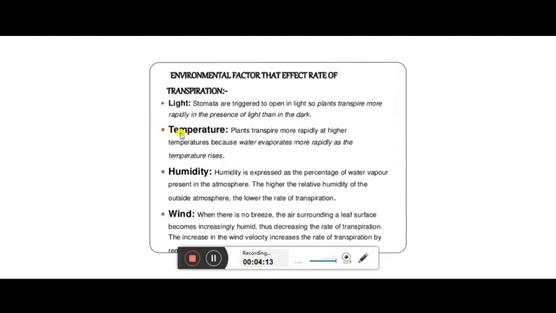Okay, now next is the temperature. High temperature and low temperature. So plants transpire more rapidly at higher temperature because water evaporates more rapidly as the temperature rises.